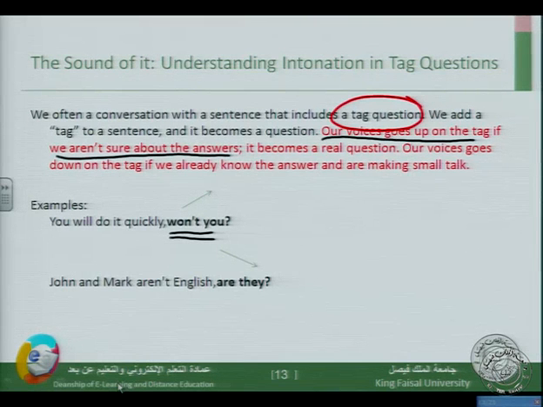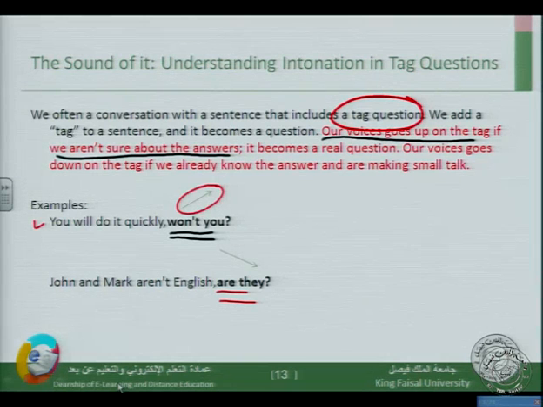It actually comes at the end. It comes at the end of a sentence. This is what we call a tag question. So if our voice goes up on the tag, it means we are not sure about the answers. For example, look at this example right here. You will do it quickly, won't you?